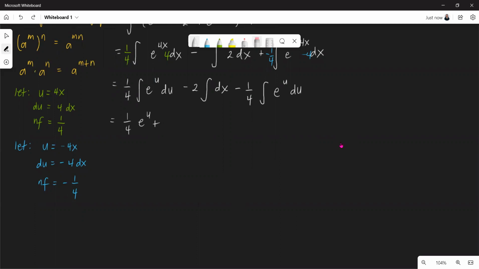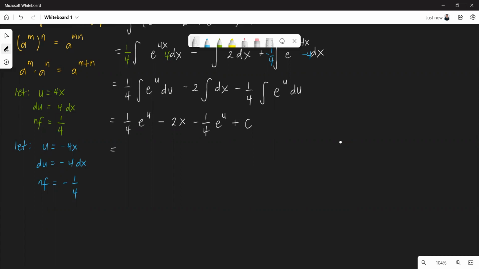So we have minus 2. The integral of dx is x plus c, or that's minus 2 times x, right? Then another plus c. In the third term, we have 1/4 e to the power of u. And then all plus c's will be written as one plus c. Only one plus c. Constant plus constant plus constant is still a constant.